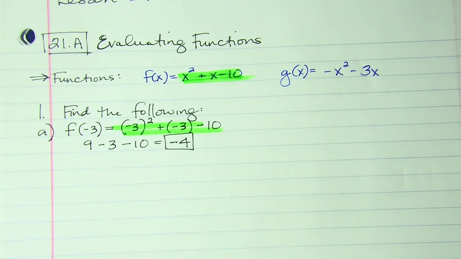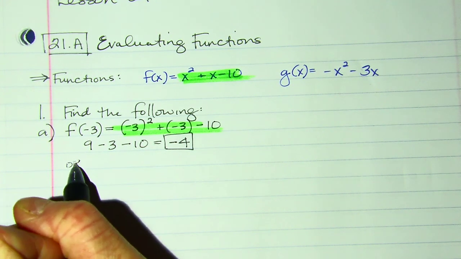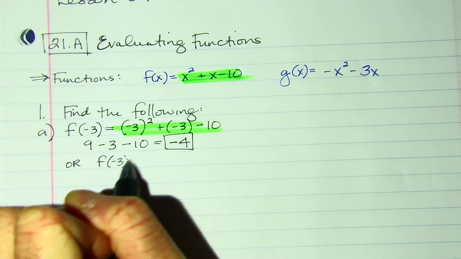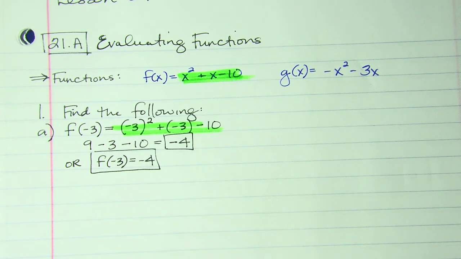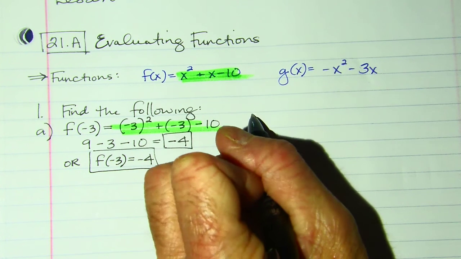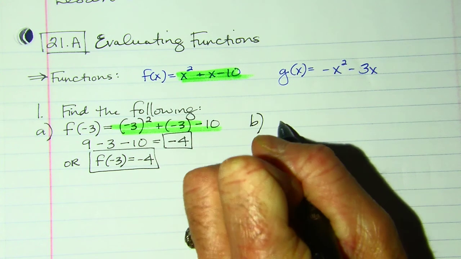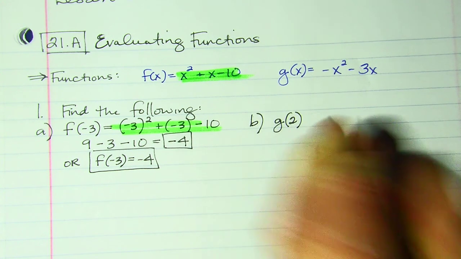So you could either just circle negative 4, or you would say f at negative 3 equals negative 4. Either way, so you could write it just like that, or you could write it as the function at negative 3 equals negative 4. Either one, okay? So part B, we're going to find g at 2.